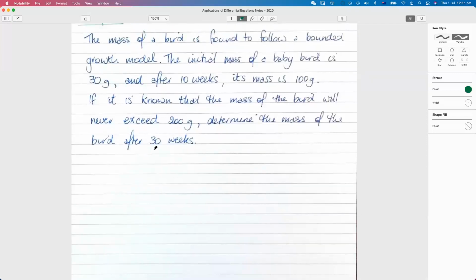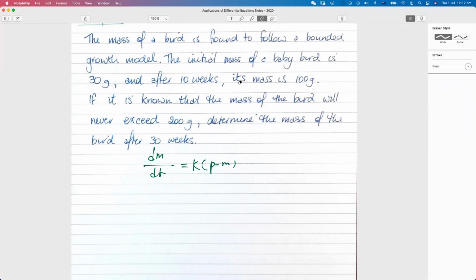Of course, the first thing to do is write out the differential equation. So dM/dt, talking about the bird mass, is equal to, it's a growth model, so it's positive k, times (P minus M). Your P is your equilibrium value, and in this case your P is 200 because it says it never exceeds 200. Assuming this differential equation, we're going to determine the mass of the bird after 30 weeks.